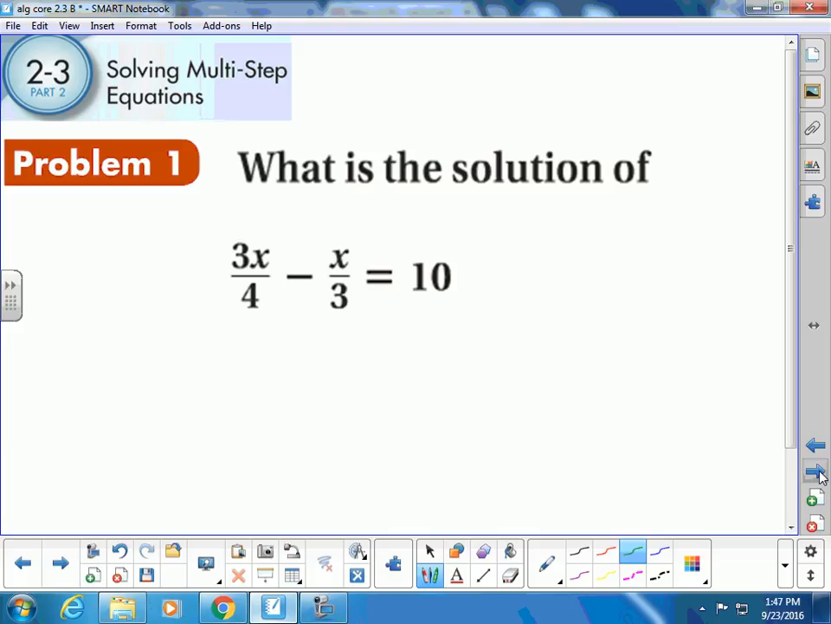So what's the solution to this? What are we going to do? I don't know how many of you like fractions. I do not like fractions. I think they're hard to work with. I can get rid of the fractions. I can find something that both 4 and 3 go into.